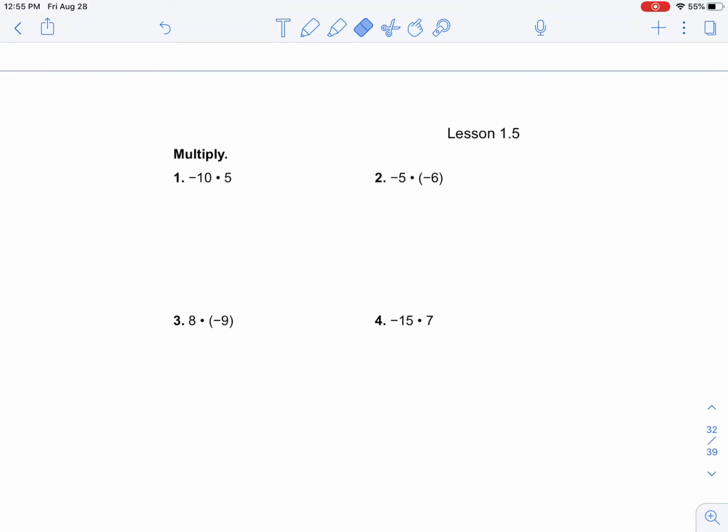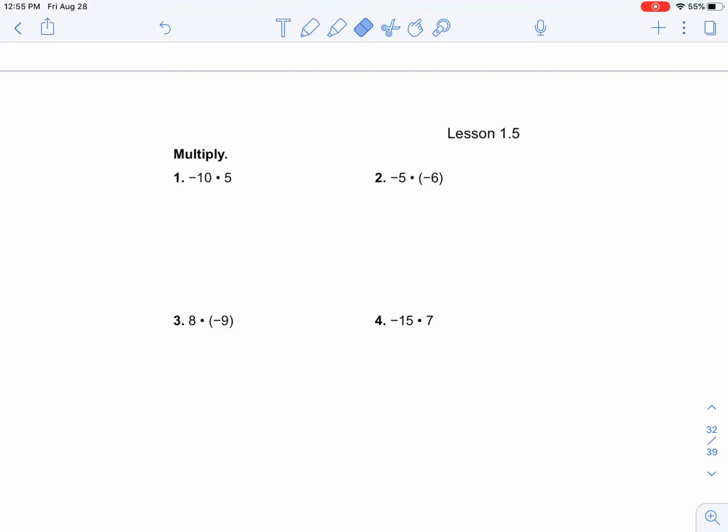All right, everybody, welcome back to our last lesson of chapter number 1. And this lesson deals with dividing of integers, so dividing of positive and negative numbers. Now, I'm going to go through this lesson fairly quickly due to the fact that the same rules apply for multiplication as they do for division.